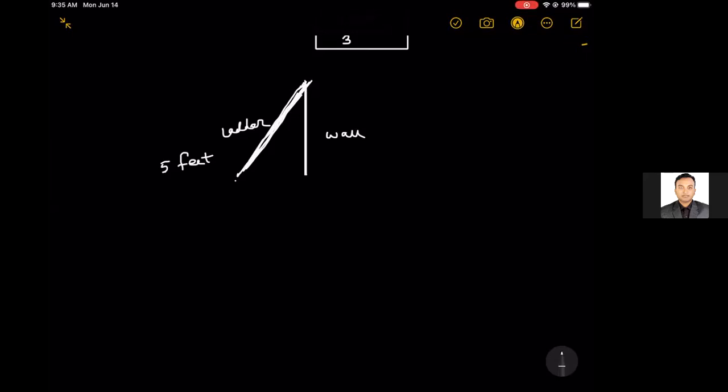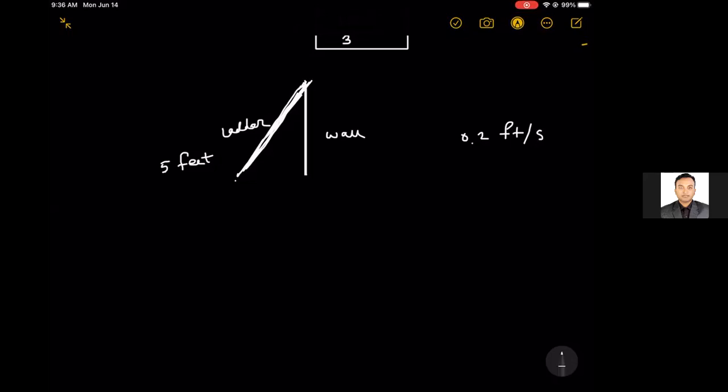Now if I say, hey, I can start pulling the foot of the ladder away from the wall at a rate of, let's say, 0.2 feet per second, then the question would be: how fast is the top of the ladder sliding down the wall when the foot of the ladder is 8 feet from the wall?